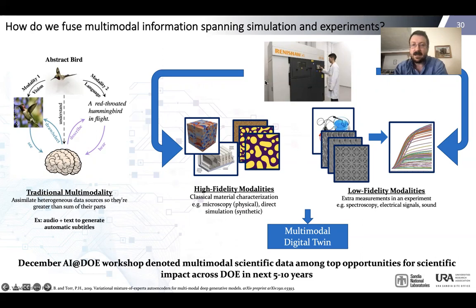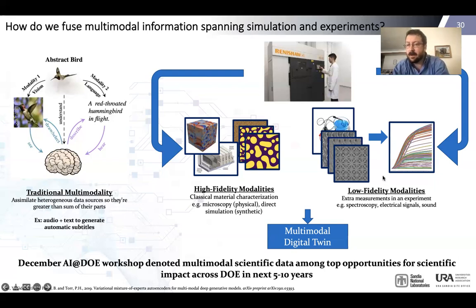So in science and engineering, we have different kinds of multimodal data that hasn't really been tapped into yet. You have high fidelity modalities that are difficult, slow to collect in large number, kind of low throughput, things like microscopy, X-ray things, probing microstructure, physical experiments, or costly synthetic experiments in terms of direct numerical simulation and so on.